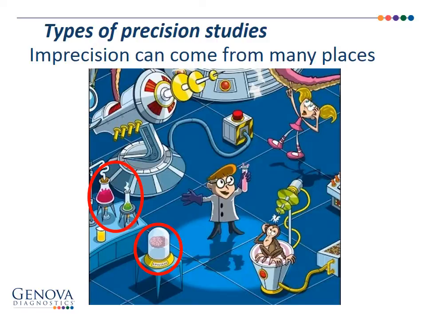You can get imprecision from the sample prep. It's just talking about extractions or solid phase extractions or binding curves. The more complex your sample prep, the more opportunities to introduce imprecision into the procedure. You can have imprecision from your instrument. So again, things like your syringe or your lamp or your automated reader.